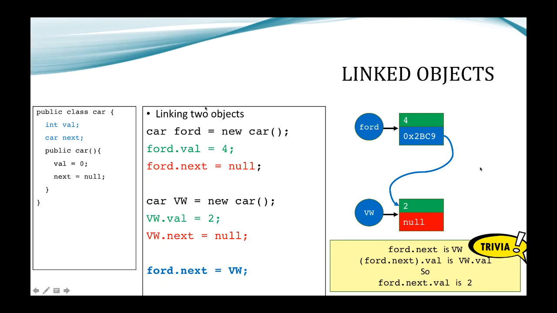Now here's a little trivia for you. If I say Ford.next, it is basically pointing to VW. If I say Ford.next.value, we're saying Ford.next, which is this object, dot value would be 2. So Ford.next.value is 2.